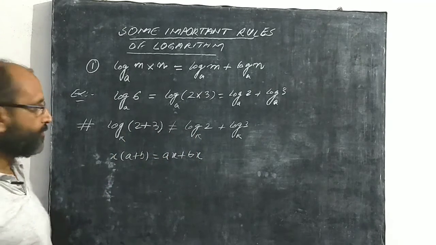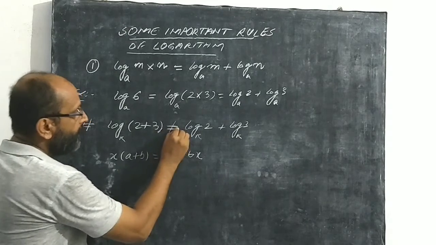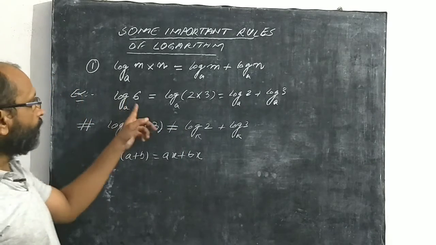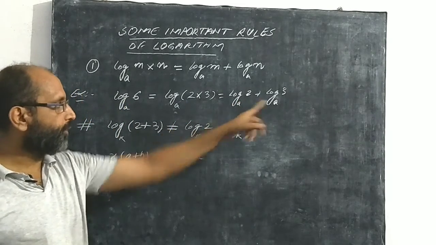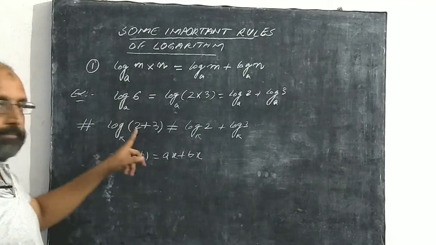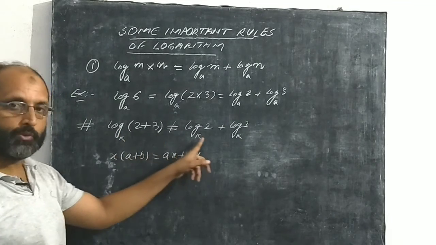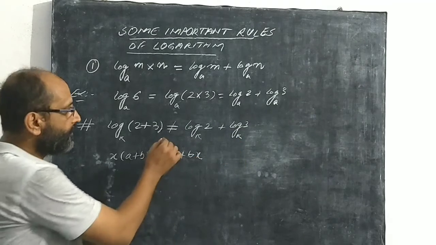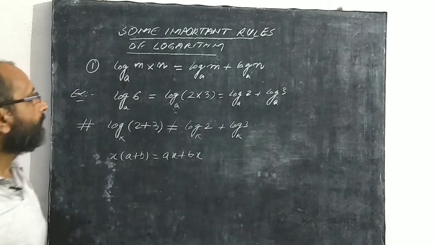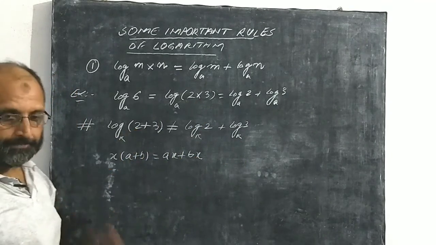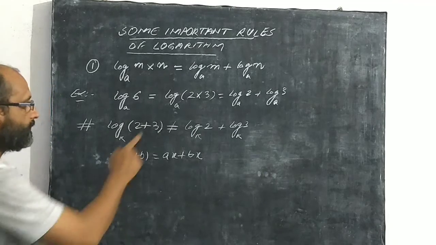This is not true. So be very careful about this mistake, because if log 2 into 3 is equal to log 2 plus log 3, how could it be possible to write log of 2 plus 3 is equal to log 2 plus log 3? So this is invalid. This is not true, because the law is this one. So remember this.